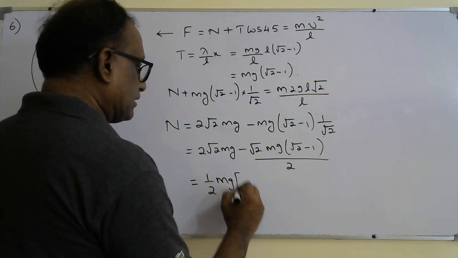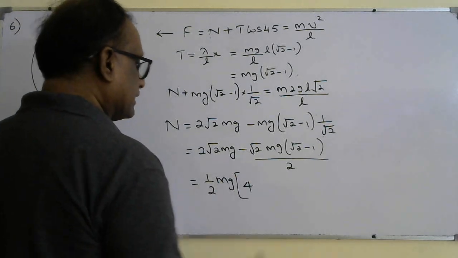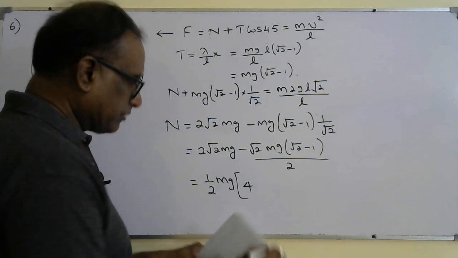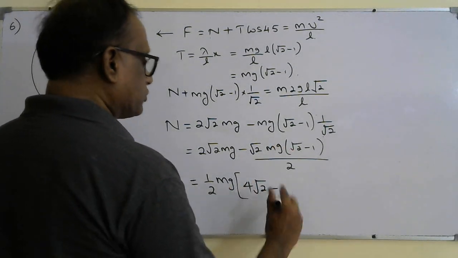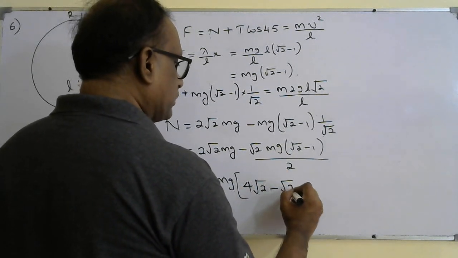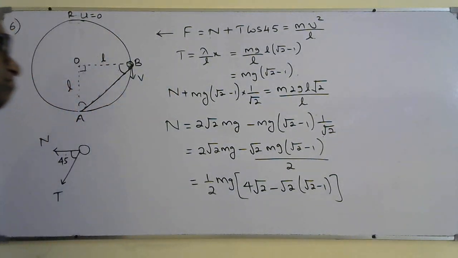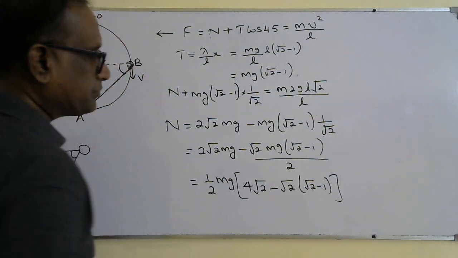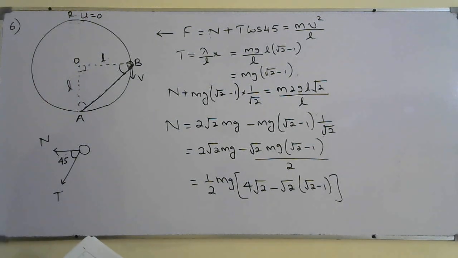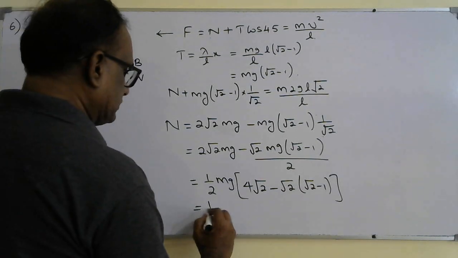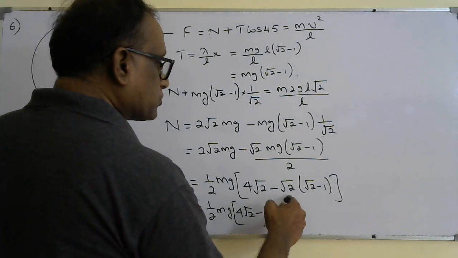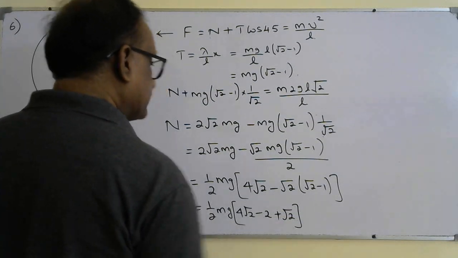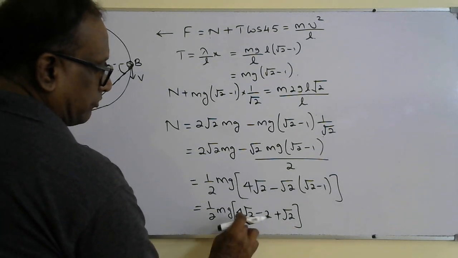Half mg, if I take it within brackets, so I took out a half, so this will become 4, is it? Half mg, I took it. So there will be 4 root 2. If you multiply here, you will get 2 root 2 mg. Minus this half, I took it, mg also I took out. So the remaining is minus root 2 into root 2 minus 1. Check it. This half I have taken from here. So that will be half mg, 4 root 2, into root 2 minus 2, minus root 2 into minus 1, plus root 2. Is it? 4 root 2 plus root 2, 5 root 2.